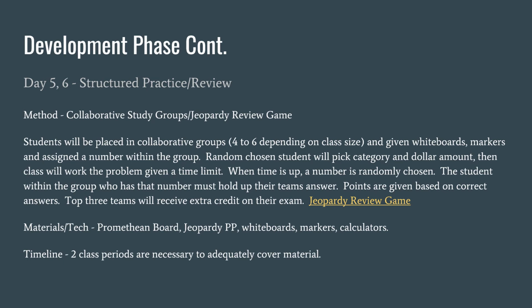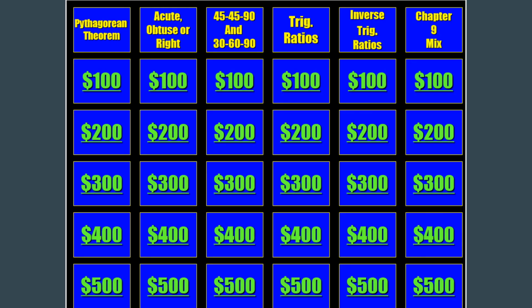gamify the review. We built a Jeopardy review game where we put the students into collaborative groups, 4 to 6 students depending on the class size. They're given whiteboards, markers, and they're assigned a number within the group. So what happens is randomly students are picked to pick a category and a dollar amount, and as a team they are to figure out the problem, and then randomly any student is chosen. So everybody in the group has to come up with an answer. It's one way to try to get 100% buy-in from the students to be involved with the review.